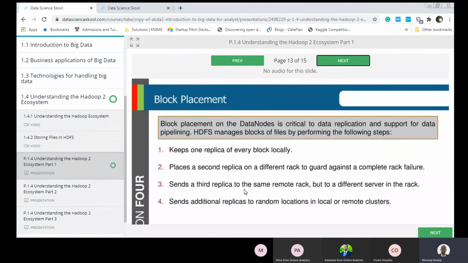Then, in fact, there is a third replica that is kept. So there are multiple replicas depending on how much money you have, depending on how many node clusters you have created. All of those replicas guarantee data availability, and it sends additional replicas to a random location in a local or a remote server.